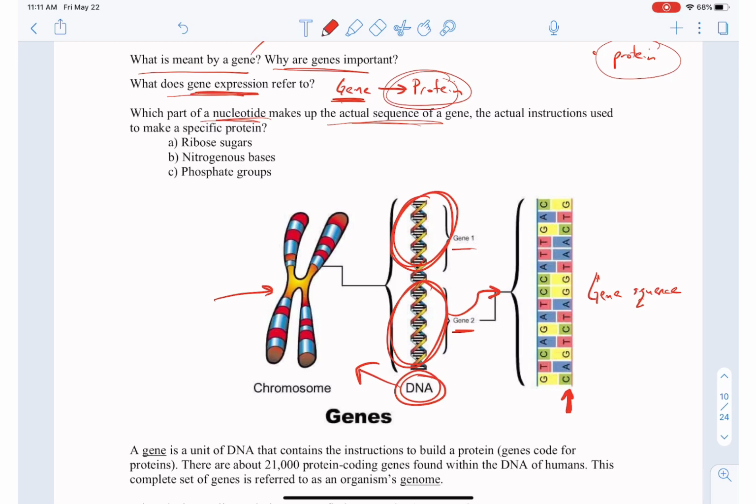And which one is being represented by all of this lettering? Those are the nitrogenous bases. And so it's the order of these bases that actually represents the gene sequence, that actually represents the instructions to make a protein.